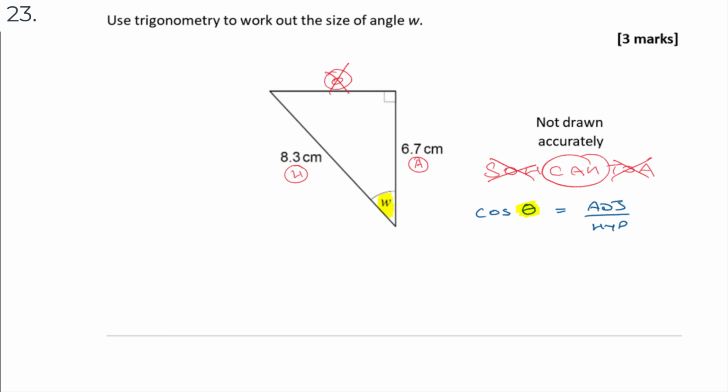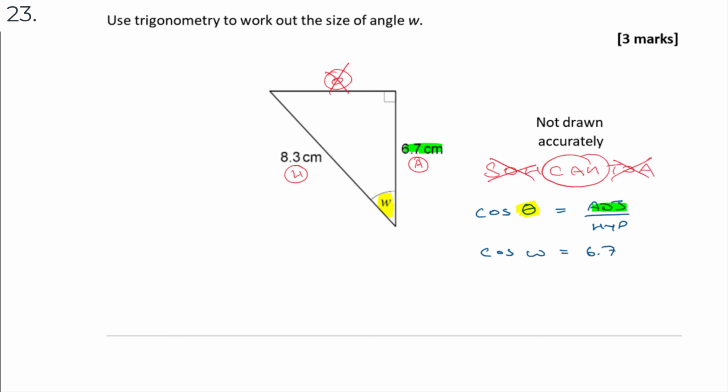Now in this particular case, we haven't got theta, we've got W standing in for the angle. So I'm going to switch to W, cos W, and I'm going to sub in the other two values as well. So the adjacent is 6.7 there, look.